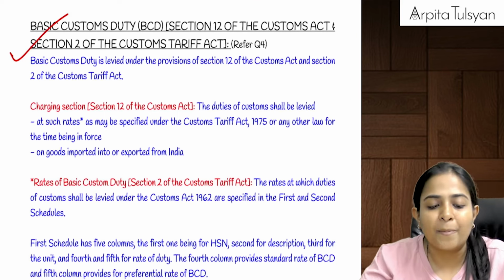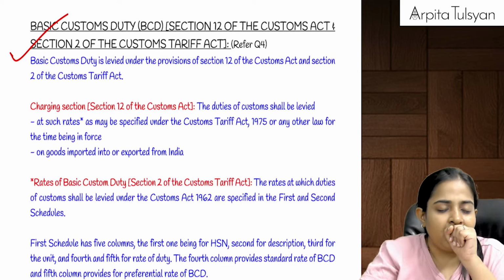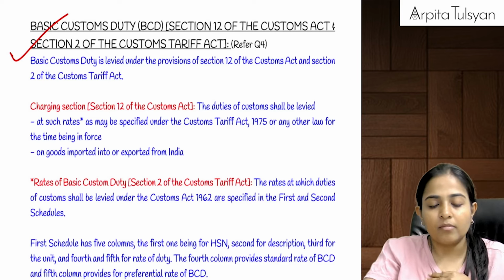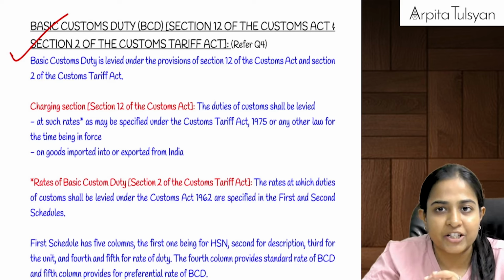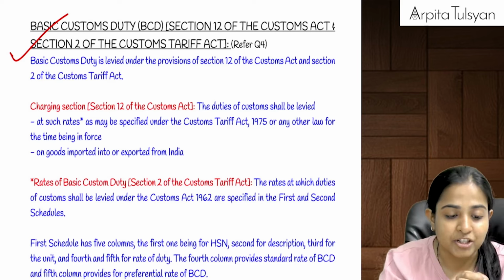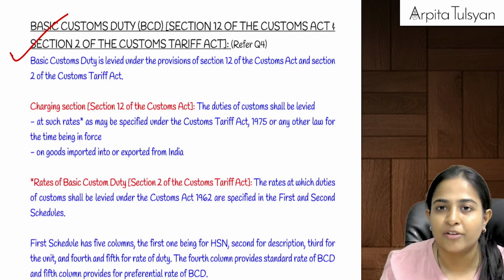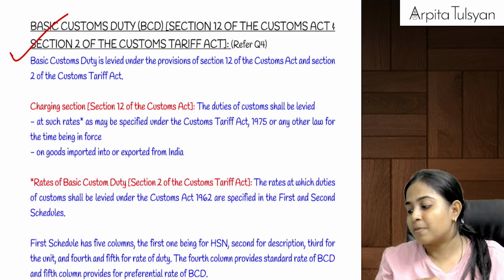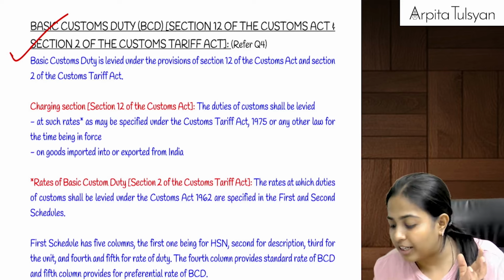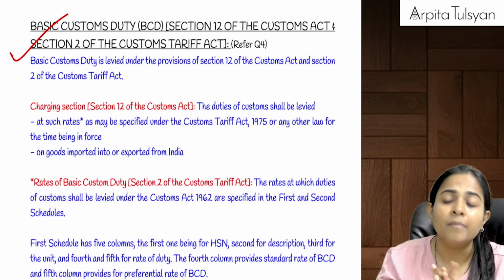First one is going to be your basic custom duty. We had already seen in the first chapter of customs that section number 12 is your charging section. Section number 12 levies the duty, it is the taxable section, which says that on the assessable value which is determined under section 14, basic custom duty will be applicable as per the tariff. As per the tariff which is maintained in the first schedule and the second schedule of the Customs Tariff Act 1975. First schedule was talking about import duty, second schedule was talking about the export duties.